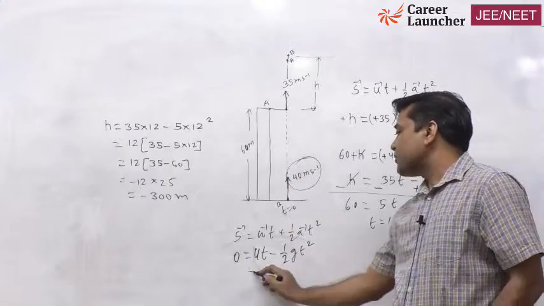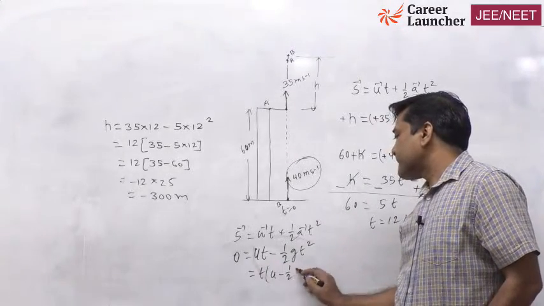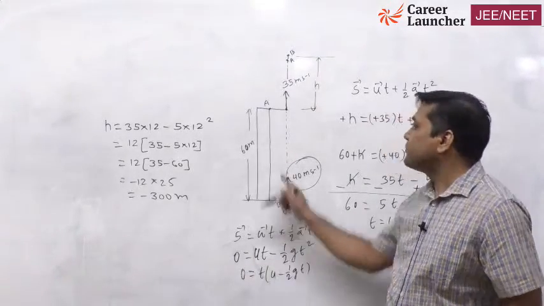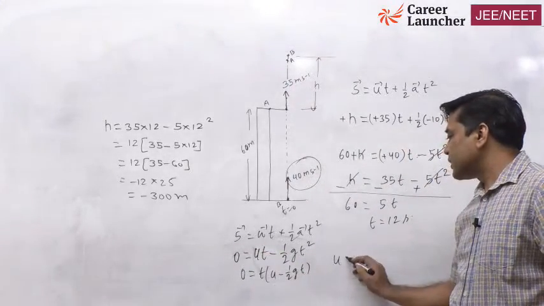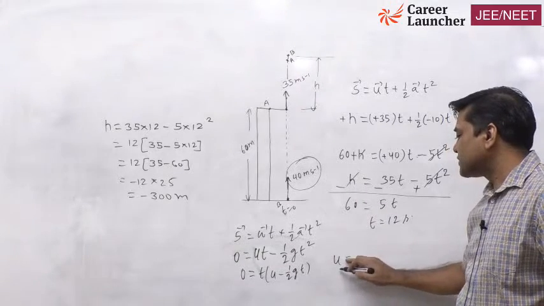So here t is common. t cannot be a zero quantity, it will take some time to come down. So t equal to 0 is discarded. So u minus half g t equal to 0.